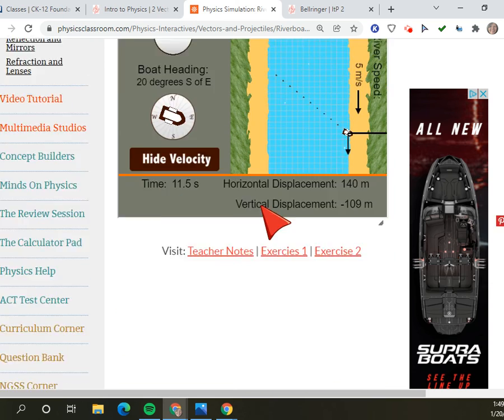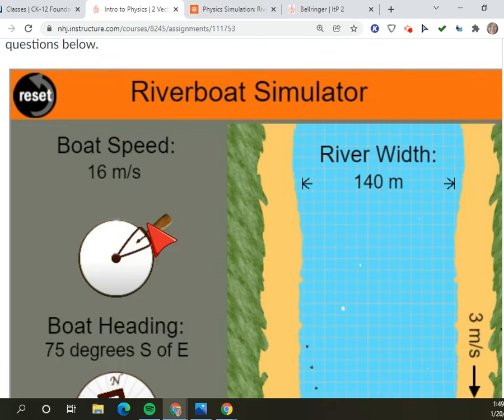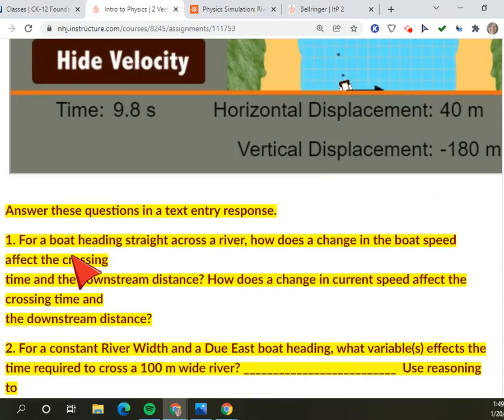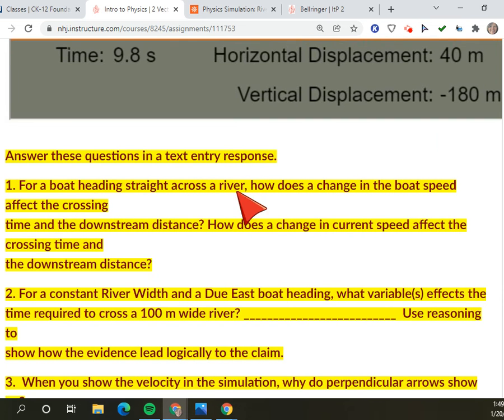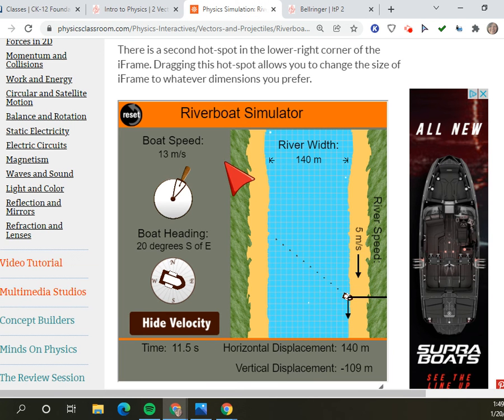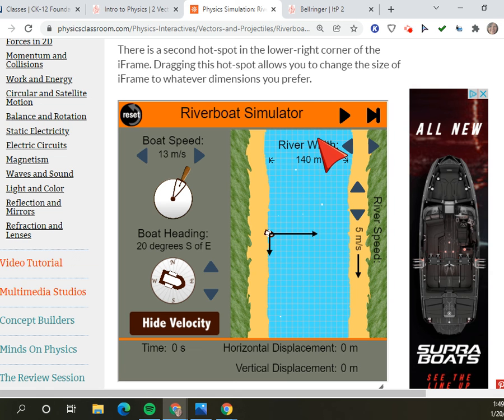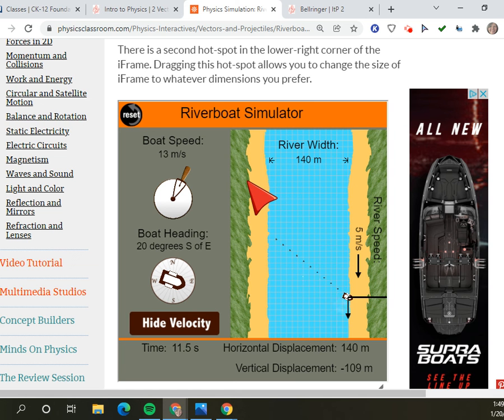So I want you to go through the questions that are in the lesson. The first one: for a boat heading straight across the river, how does a change in the boat speed affect the crossing time and downstream distance? So when I go to my simulation, I'm going to hit reset, and I'm just going to let it play again. Okay. I had 11.5 seconds.